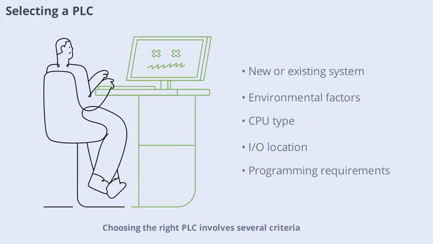Choosing the right PLC involves several criteria. Determine if the system is new or existing, consider environmental factors like temperature and dust, and decide on the type of CPU needed. Assess where the I/O will be located, communication requirements, and programming needs. These factors ensure that the PLC fits the application and delivers reliable performance.